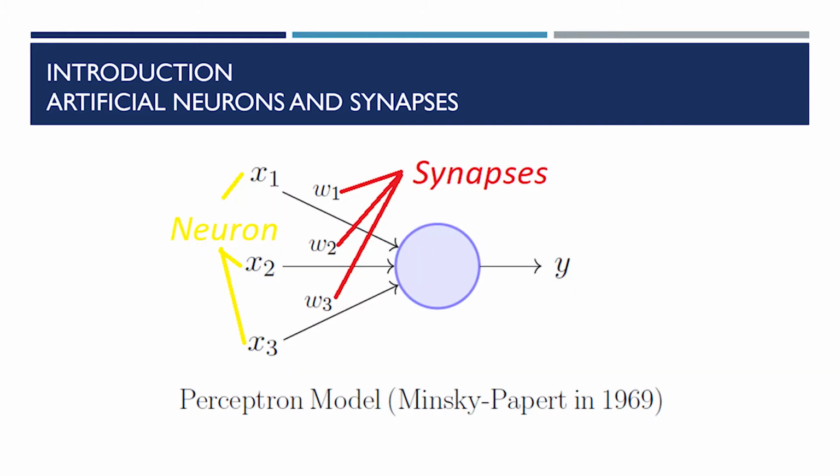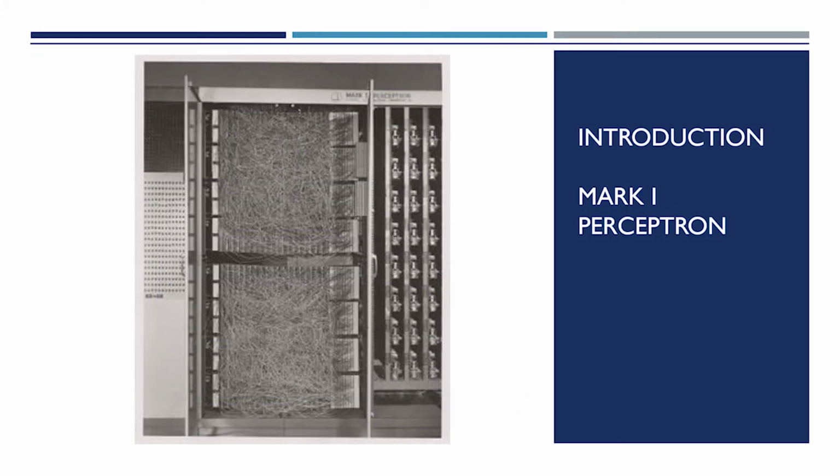Dennis is going to explain it shortly after me. At first, there was a software-based implementation, but shortly after, the Mark I perceptron was built. You can see it here on the picture. This was the first hardware-based implementation of the perceptron algorithm. It was designed for image recognition.